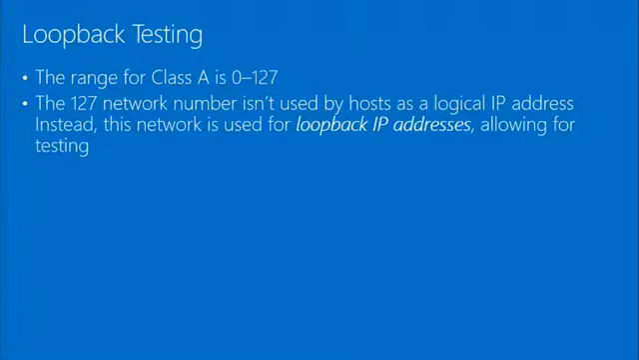Good times. Loopback testing. So as we've mentioned, not all of the addresses are valid within the range. The range for Class A is 0 to 127. 127, though, is used for what's referred to as a loopback address. And loopback testing allows you to basically ping your own machine. So if you want to gain access to your own machine, you would ping 127.0.0.1.